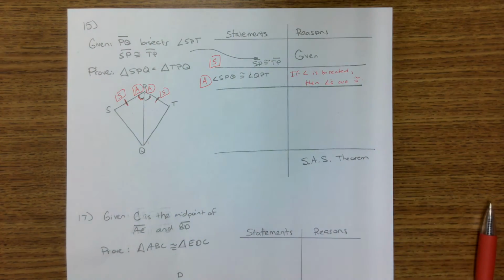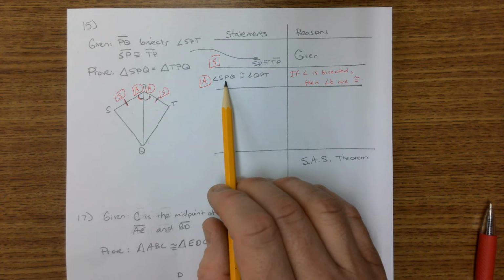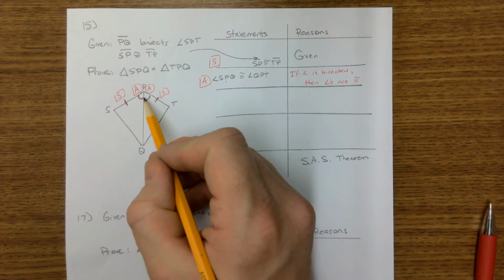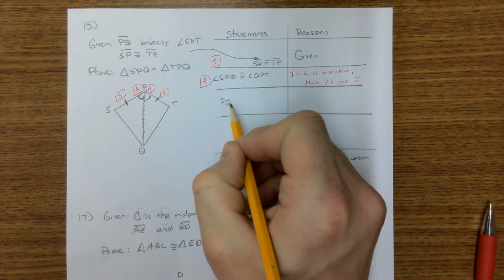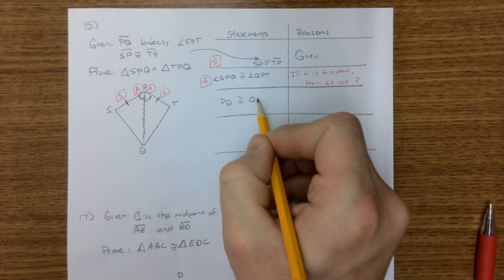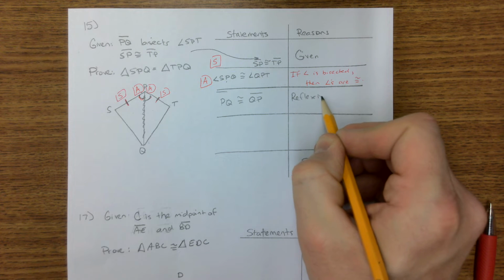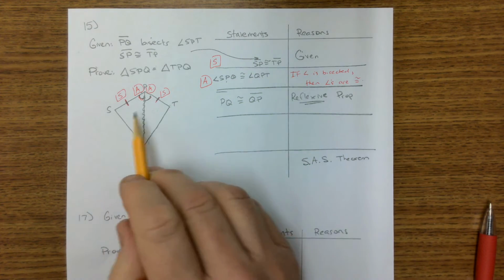So look at my proof. I've found a side that's congruent. I found an angle that's congruent. And now let's find another side. Both triangles share this middle side right here. So PQ is the same as QP. And that's called the reflexive property. Like you're looking in a mirror. The left side and the right side, they're the same.